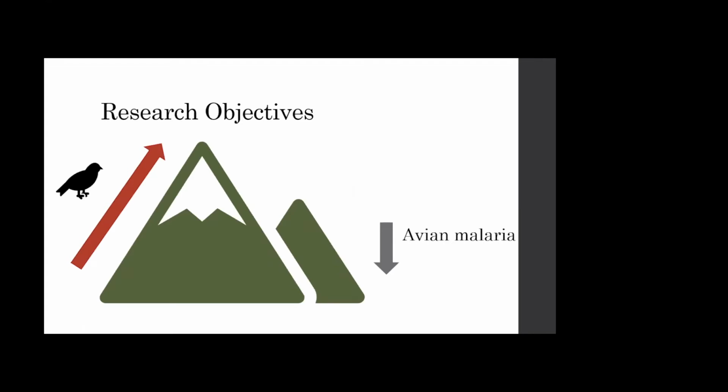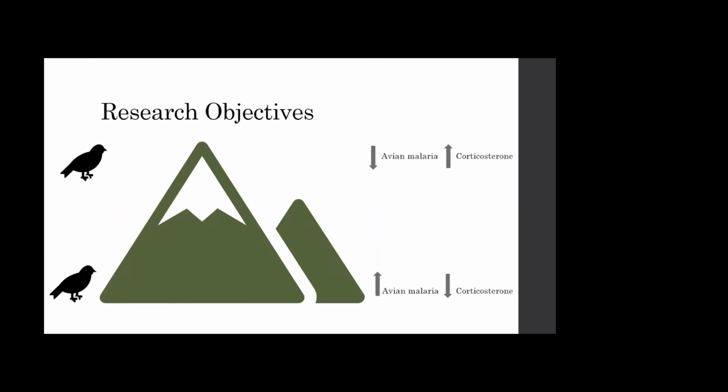We hypothesize that birds at higher elevations will have decreased levels of avian malaria, and at higher elevations will also have higher levels of corticosterone. We hypothesize an inverse relationship between avian malaria and corticosterone at higher and lower elevations. But today I will only present on the influence of high elevations on corticosterone levels.